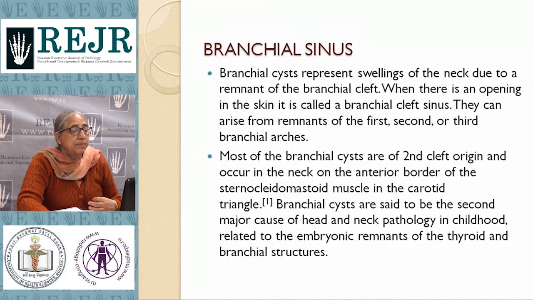Branchial sinus. Branchial cysts represent swellings of the neck due to the remnant of the branchial cleft, which I have already discussed. When there is an opening in the skin, it is called a branchial cleft sinus. They can arise from remnants of the first, second or third branchial arches. Most of the branchial cysts are of second cleft origin, and they occur in the neck in the anterior border of the sternocleidomastoid muscle in the carotid triangle. Branchial cysts are said to be the second major cause of head and neck pathology in children and related to embryonic remnants of the thyroid and branchial structures.